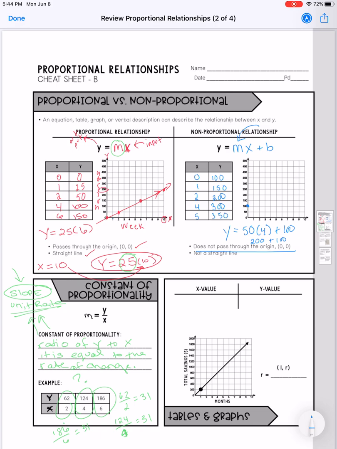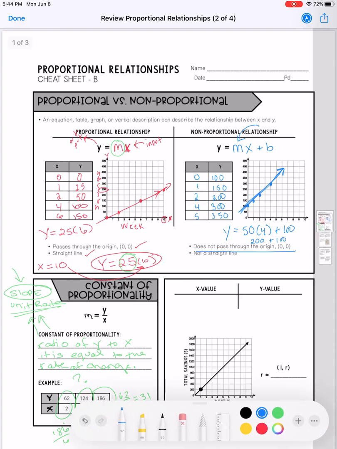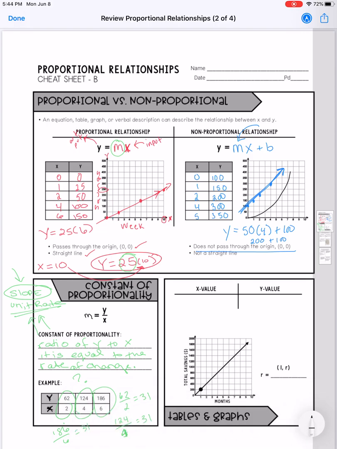And we can plot some of these points here. So she's making pretty good money. You'll notice the line's going to be a little steeper because she's earning more money than you are. After 4 is 300. I don't have to plot all the points, but you can see it should be a straight line, but it doesn't pass through the origin. And if we had a curved line, anything like this, that is also non-proportional.